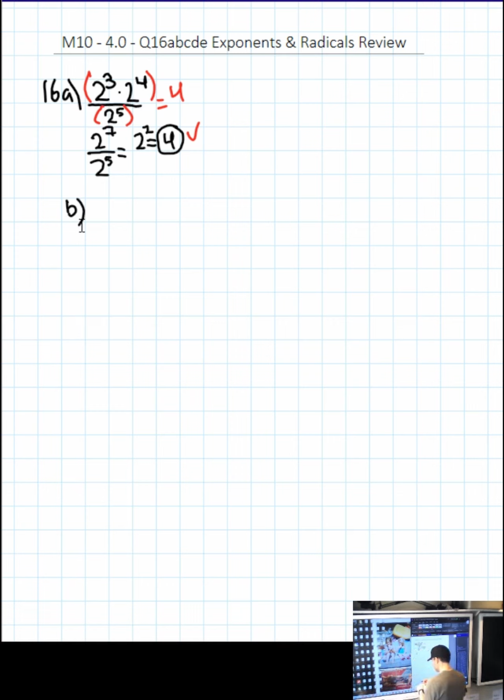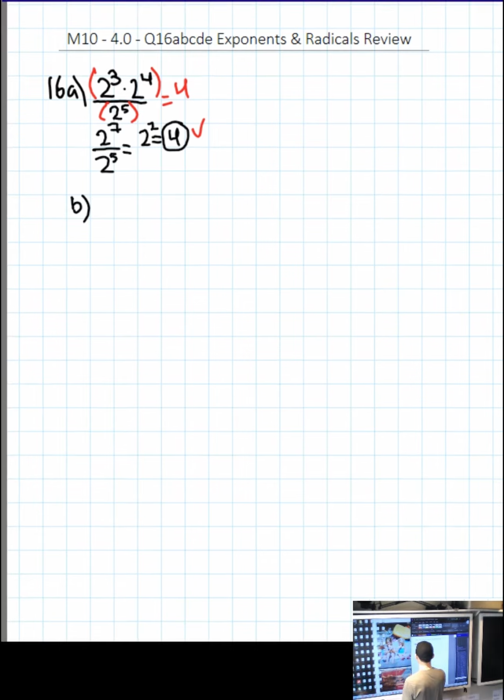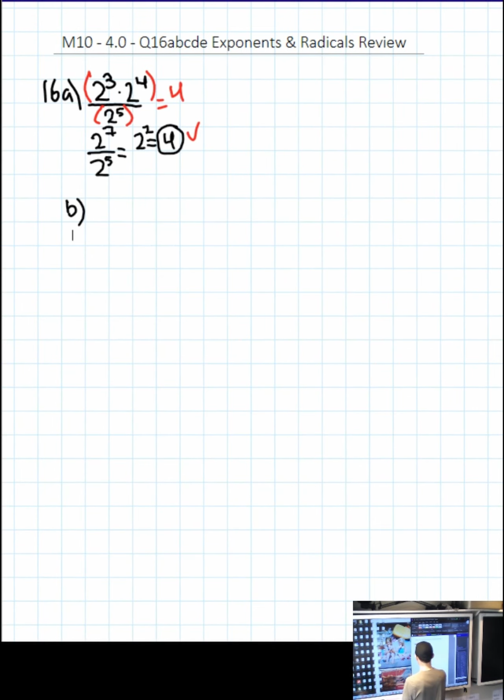Okay, B. We have 3 to the 4 times 3 to the negative 3 over 9. So I'm going to do a couple things in the first step. First things first, I have a negative exponent. I'm going to take the thing with the negative exponent and bring it to the bottom, make the exponent positive. Now I have a 9 on the bottom. I'm going to do change of base. 9 is just 3 squared. And I'm going to leave 3 to the 4 on the top.